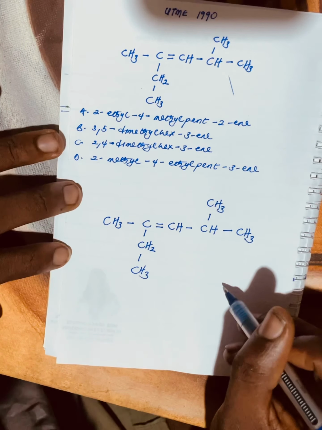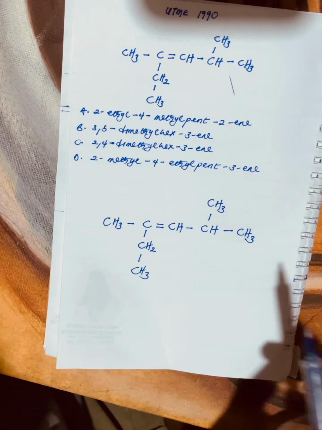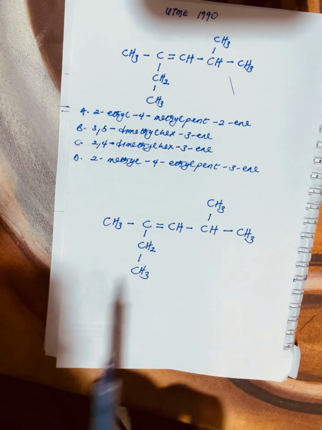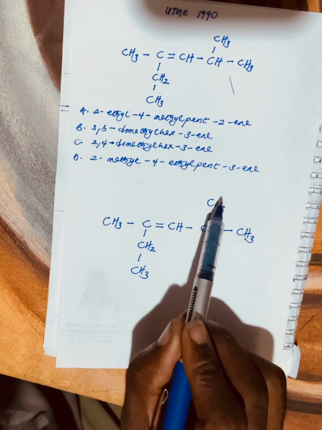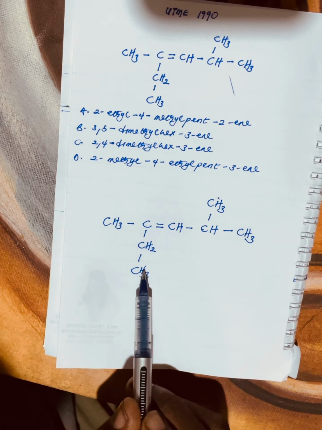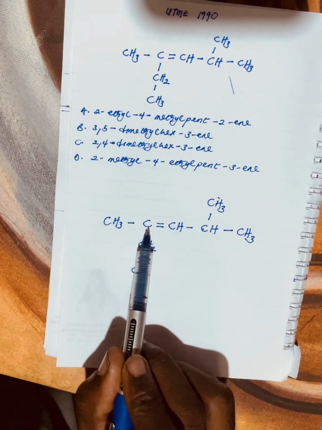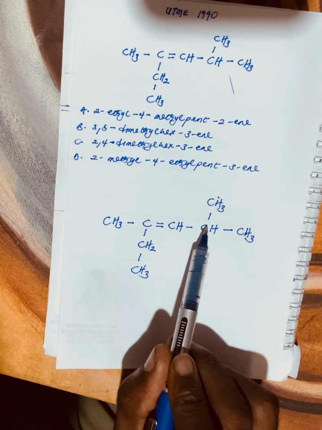The first thing we do is look for the longest chain of carbon. Let's count from here. We have 1, 2, 3, 4, 5. Let's go again: 1, 2, 3, 4, 5. However, coming from this bottom, we would have 1, 2, 3, 4, 5, 6.